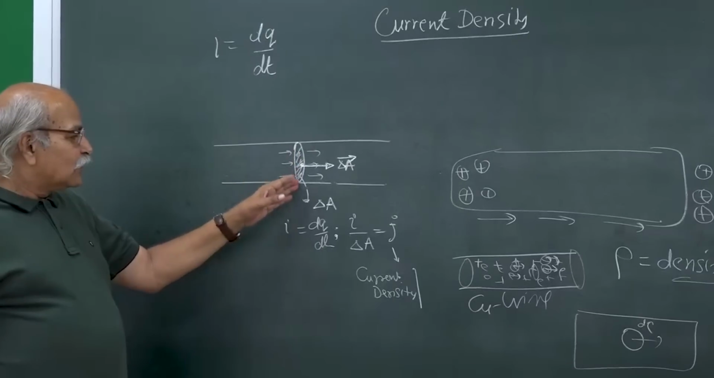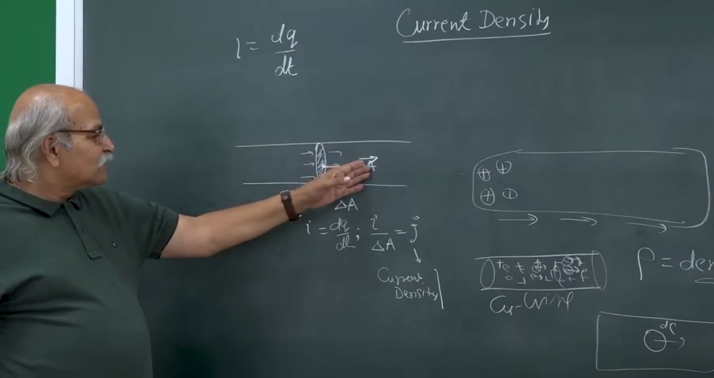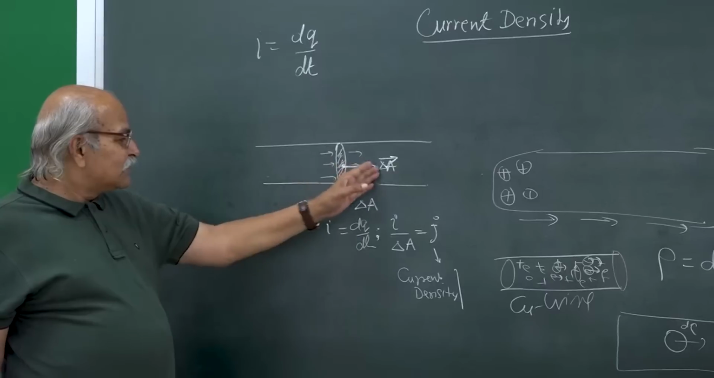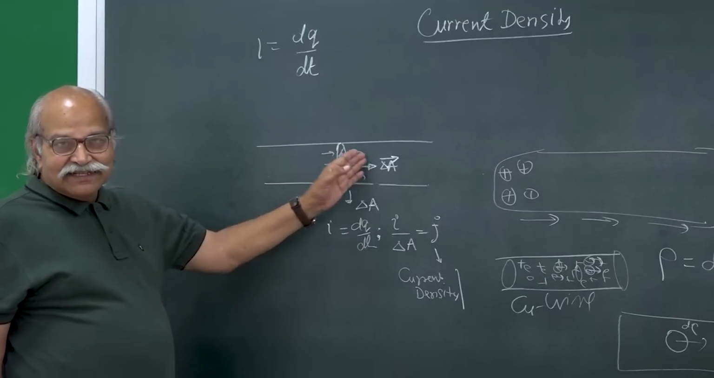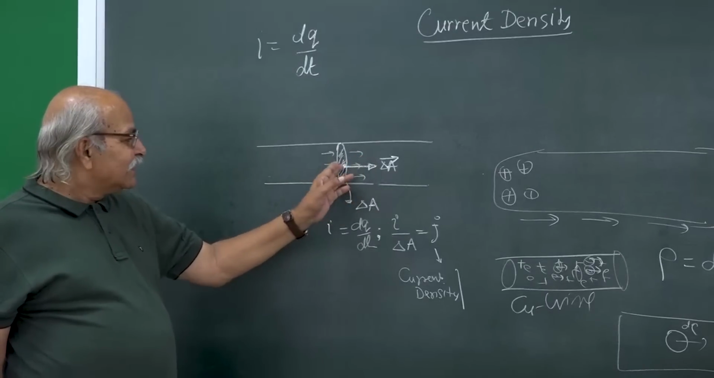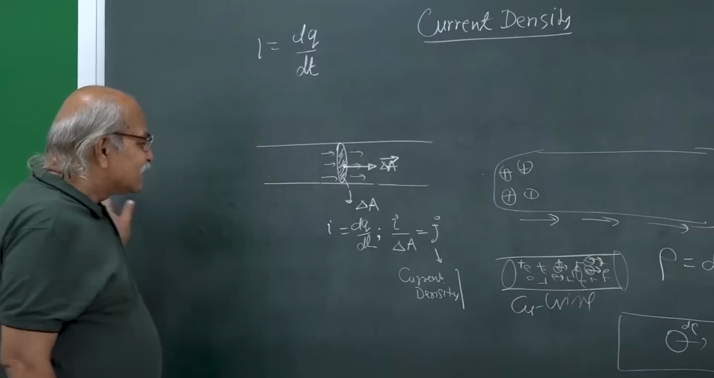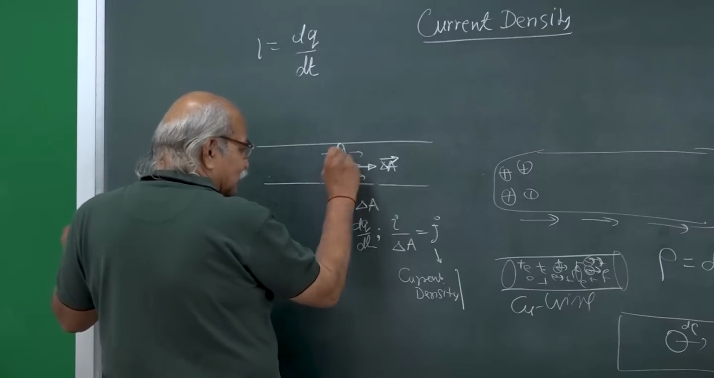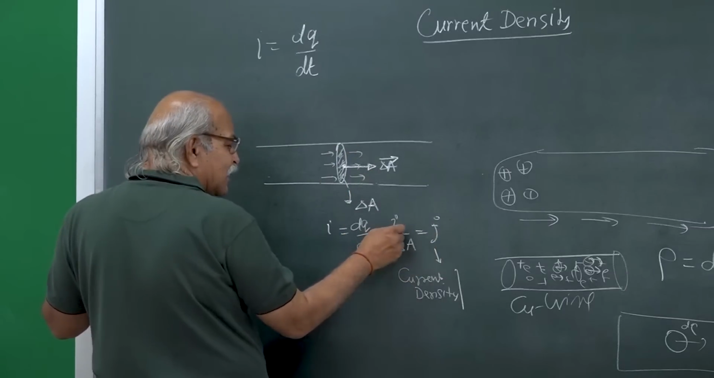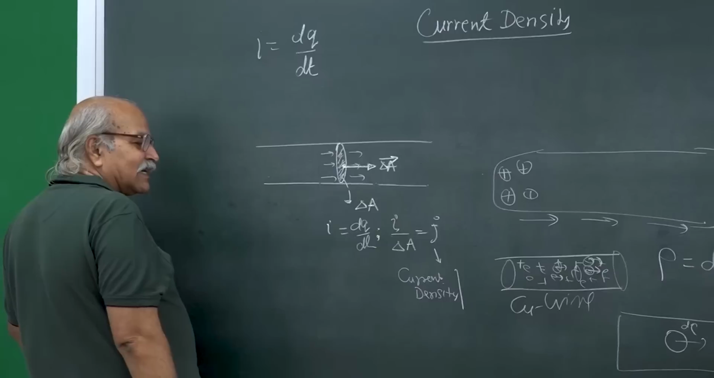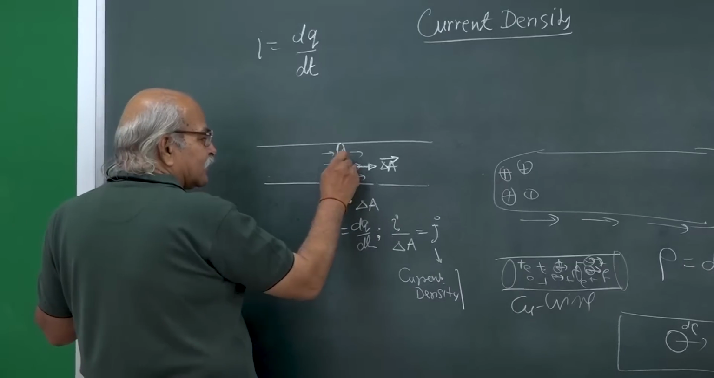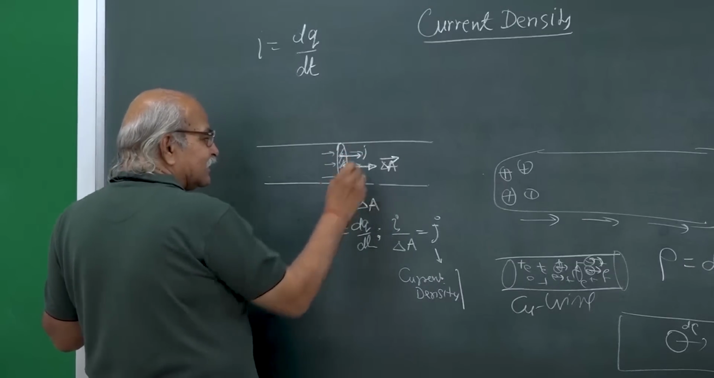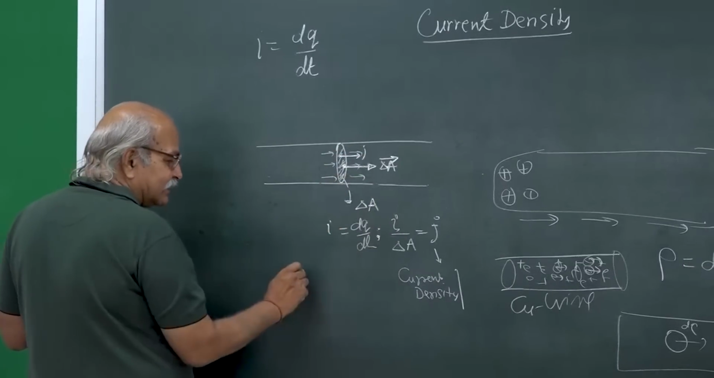If it is not a closed area, then you can decide the direction of delta A yourself, this way or that way. Whichever way is the current, take that as the direction, and call it delta A. The current density is also given a direction, and the direction is the same as the direction in which this current is going.